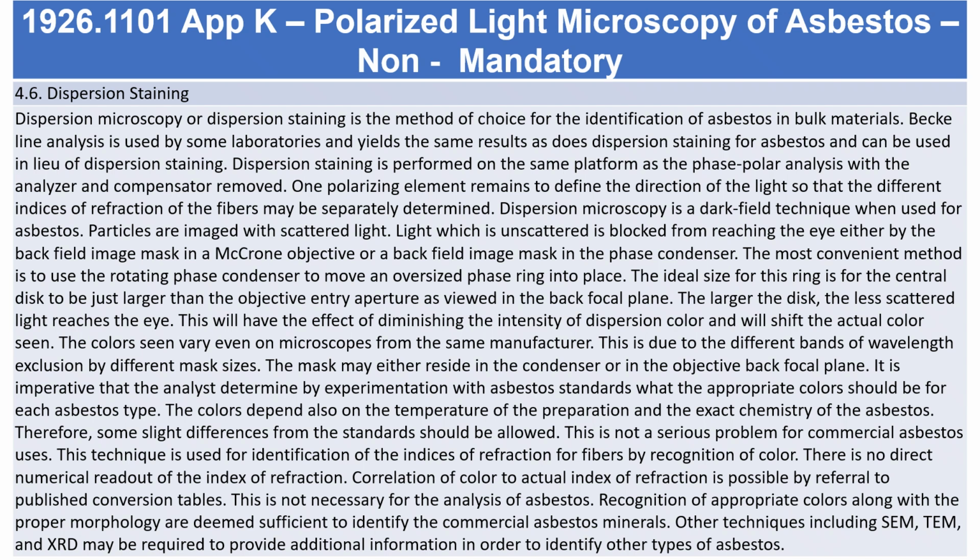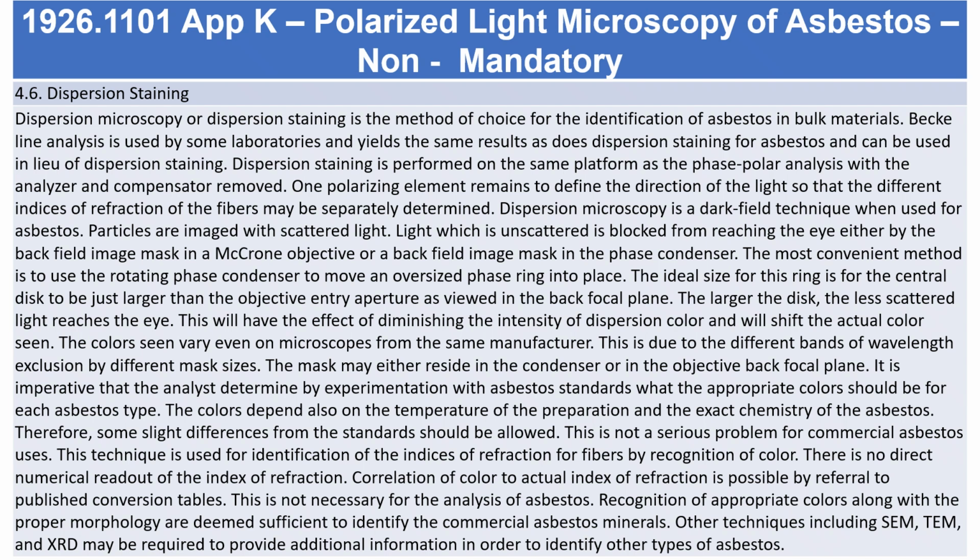The larger the disc, the less scattered light reaches the eye. This will have the effect of diminishing the intensity of dispersion color and will shift the actual color seen. The colors seen vary even on microscopes from the same manufacturer. This is due to the different bands of wavelength exclusion by different mask sizes. The mask may either reside in the condenser or in the objective back focal plane.